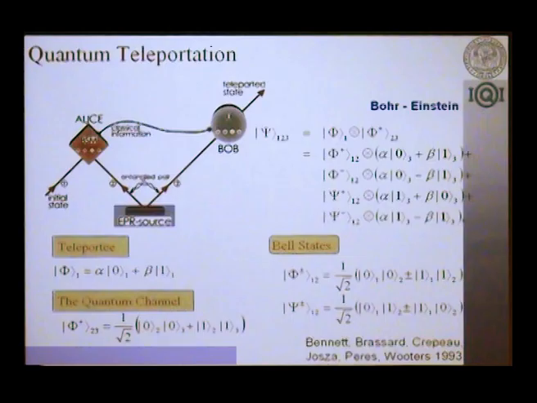Another idea is teleportation. I don't want to go into details here. You teleport a quantum state using entanglement as the bus to transfer a quantum state from A to B. The idea was by Bennett, Brassard, Crépeau, Jozsa, Peres, and Wootters. Here's our experiment many years later.